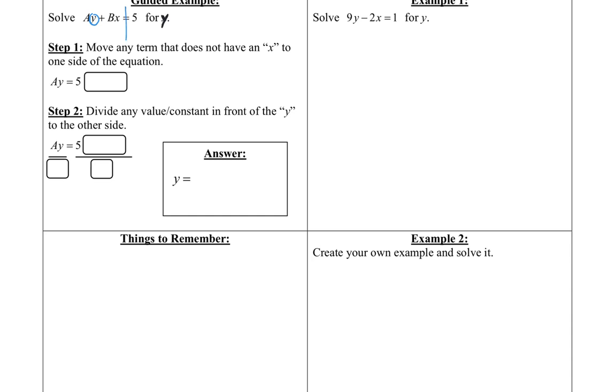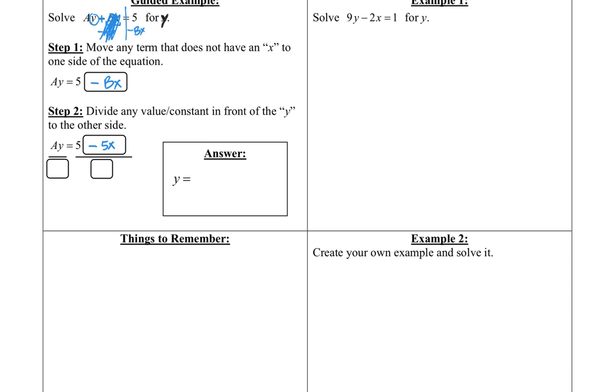So our very first step is to move any term that doesn't have a y. So this bx doesn't have a y on it, so move it to the other side. You move over a plus bx by doing minus bx. So if I subtract the bx's on both sides, I have an ay that just sits there on the left side, and I have 5 minus bx. I can't do much with it. It just is what it is. It's 5 minus bx.